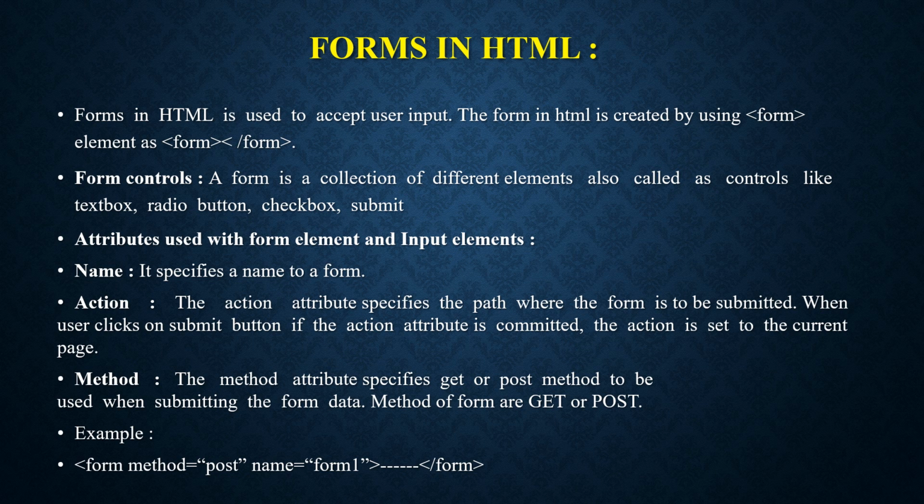Attributes used with the form element are name, action and method. Name specifies a name to a form. Action: the action attribute specifies the path where the form is to be submitted when the user clicks on the submit button. If the action attribute is omitted, the action is set to the current page. And method: the method attribute specifies the get or post method to be used when submitting the form data.